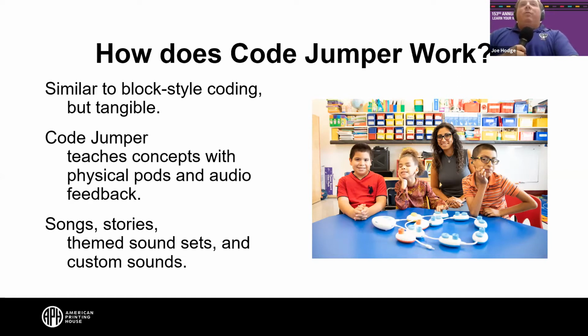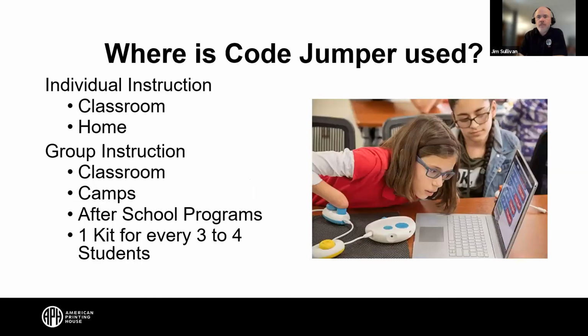Go to the next slide. So where is Code Jumper used? Individual instruction, we have that. With COVID, we actually had some folks using it at home. We also had kids using it in the classroom. The great thing about Code Jumper is it's a tool that sighted and blind kids can play together. It's universal, in that everyone's going to want to get their hands on this and learn how to create stories, create songs, and push the envelope. So it encourages learning together.